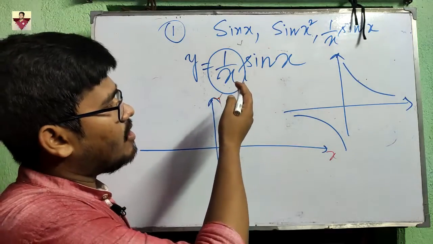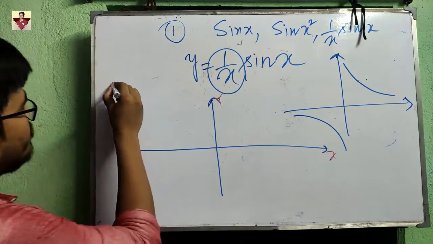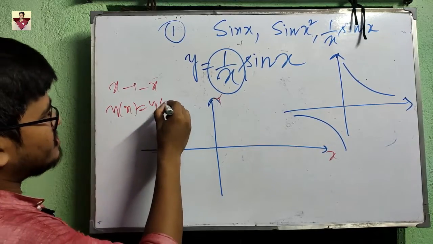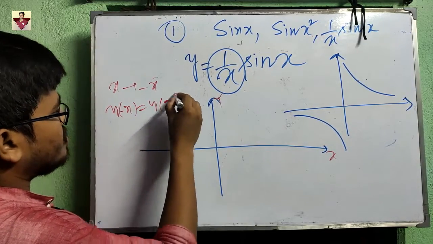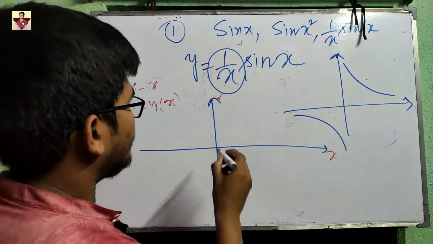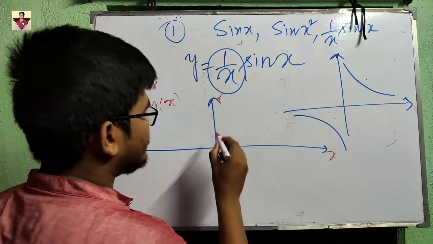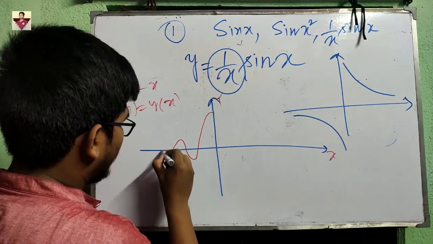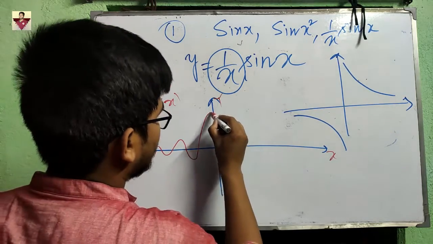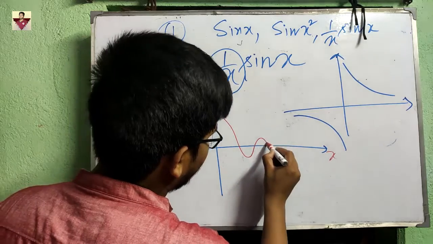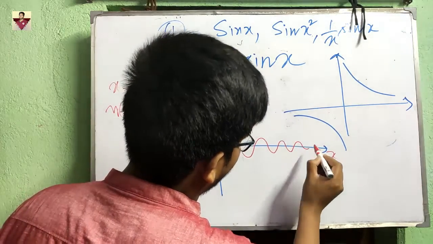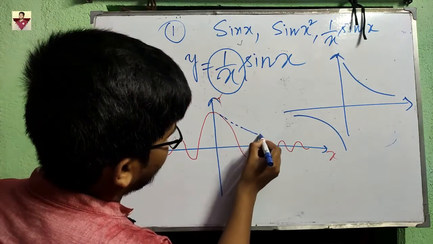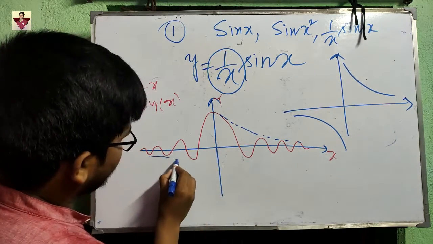Obviously it is an even function, because if you put x to minus x, you will find that y of minus x equals y of x. Okay, so it will be symmetrical about the y axis. So the graph will be like this. As you increase x, this amplitude will decay as 1 by x. So as you can see, this amplitude is decaying as 1 by x.